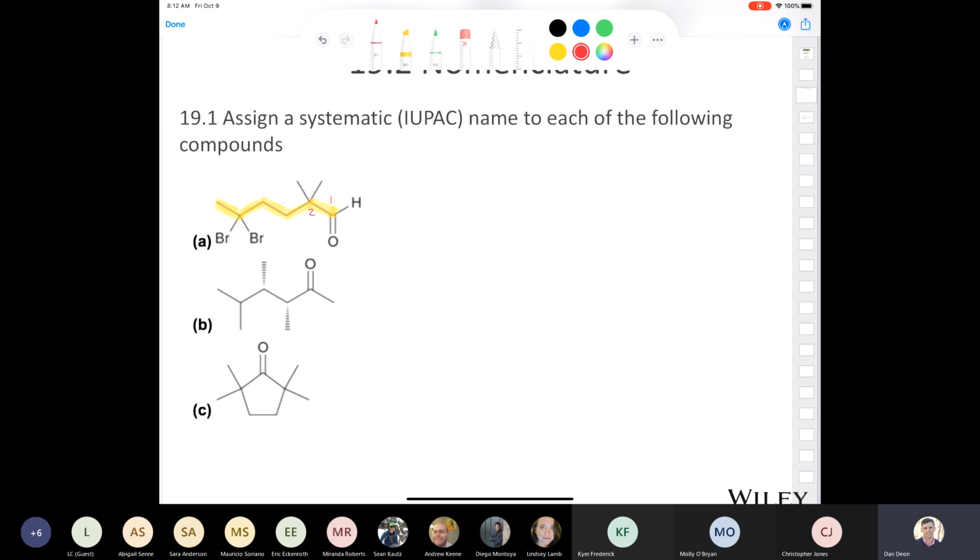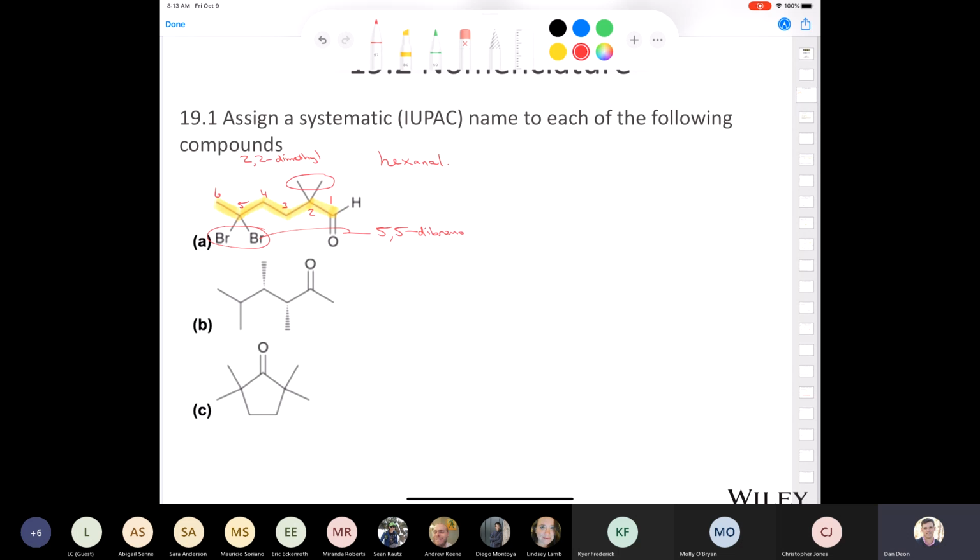So we have 1, 2, 3, 4, 5, 6. So this must be some kind of hexanyl because it's an aldehyde. Now we just have to number and name the substituents. We have 2 methyl groups at carbon 2, so this would be a 2,2-dimethyl. We have 2 bromines at carbon 5, so that would be a 5,5-dibromo.